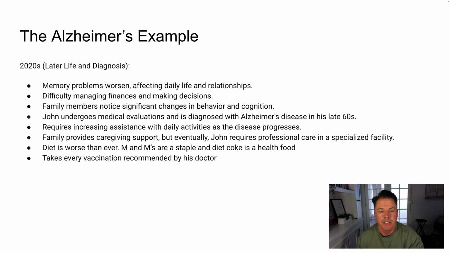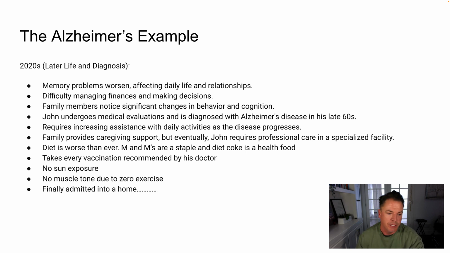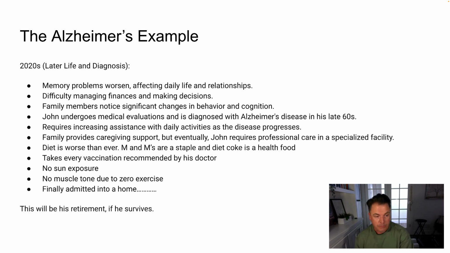Takes every vaccination recommended by his doctor. Gets no sun, no muscle tone because he wasn't exercising. And finally, he's admitted into a home because those cells are just not working anymore. He cannot function as a human being. And unfortunately, when we get to this point for John, this is going to be his retirement if he survives.